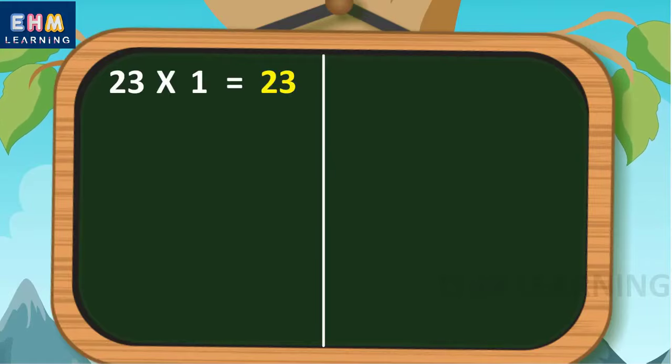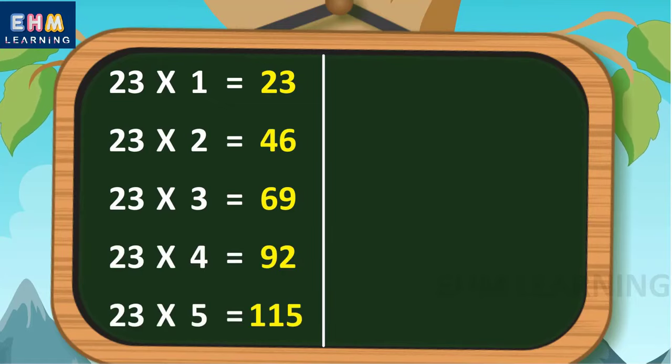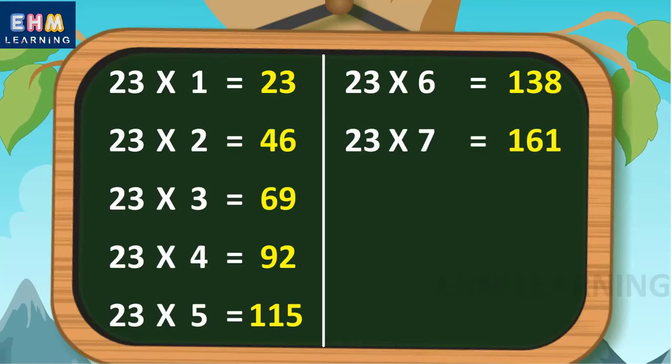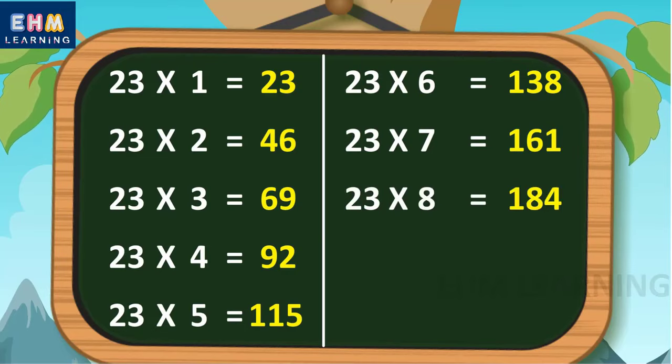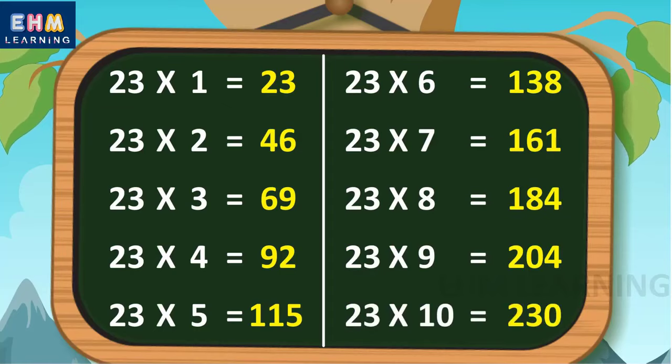23 ones are 23. 23 twos are 46. 23 threes are 69. 23 fours are 92. 23 fives are 115. 23 sixes are 138. 23 sevens are 161. 23 eights are 184. 23 nines are 207. 23 tens are 230.